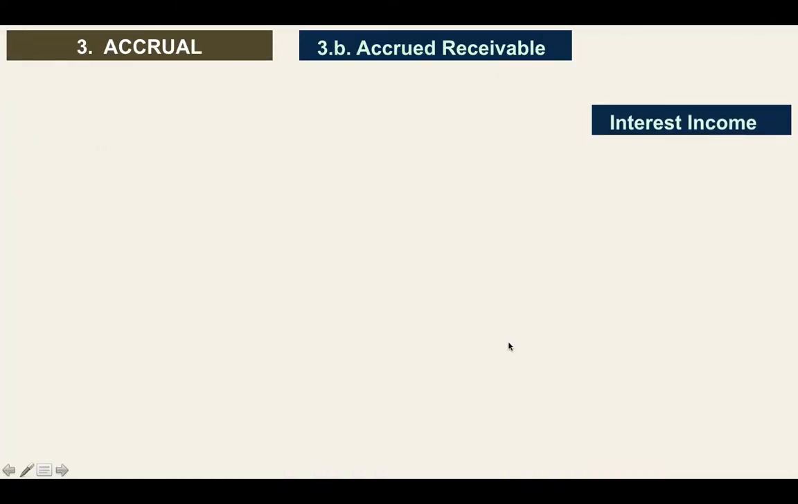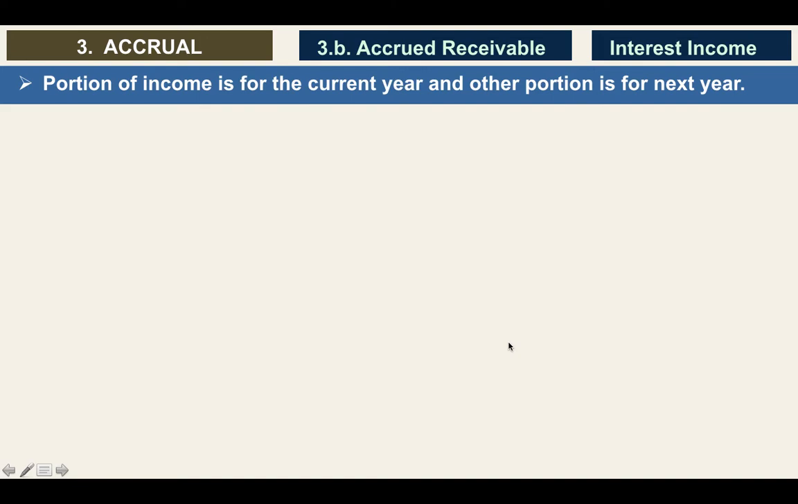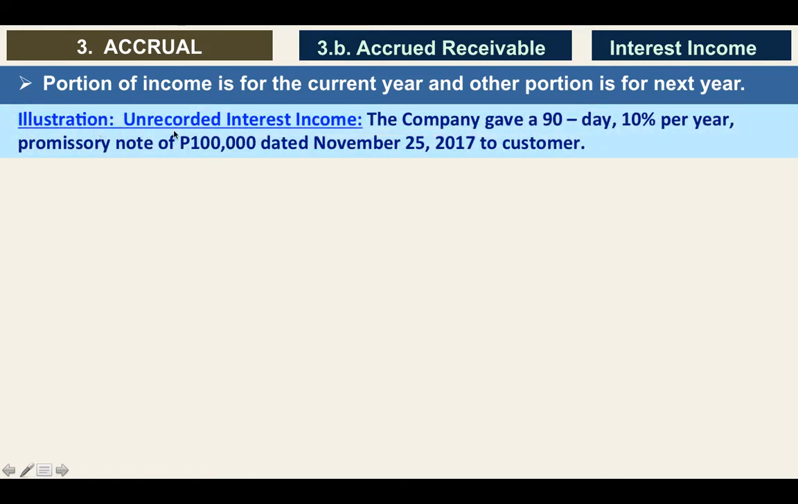Let's move on. Interest income. Portion of income is for the current year and other portion is for next year. Okay. Illustration, unrecorded interest income. The company gave a 90-day, 10% per year promissory note of 100,000 dated November 25, 2017 to a customer. Nagpautang ang company sa customer. Okay? Ang term ng loan, 90-day, 10%. Ang principal, 100,000. Okay. So we can prepare the adjusting entry right away because kompleto naman yung data.